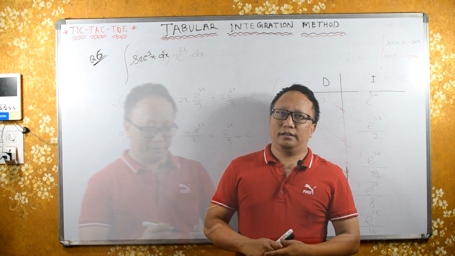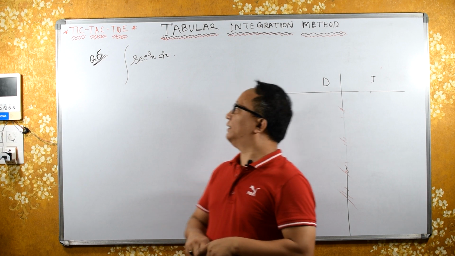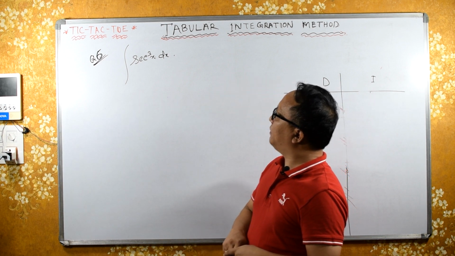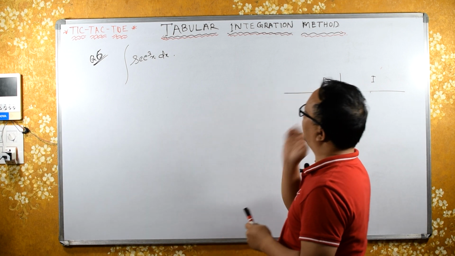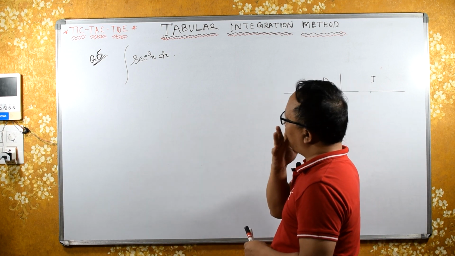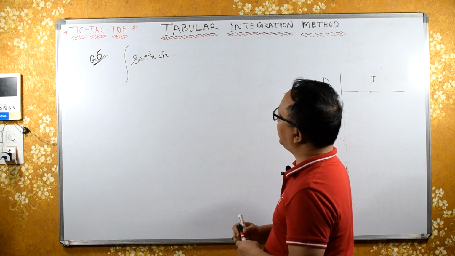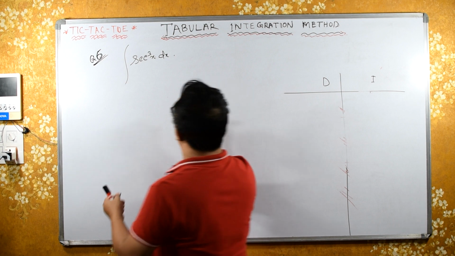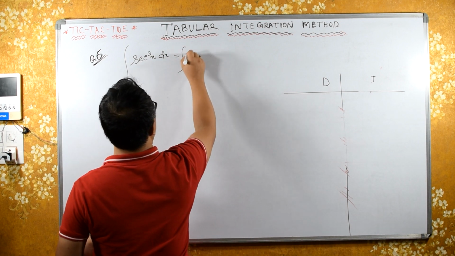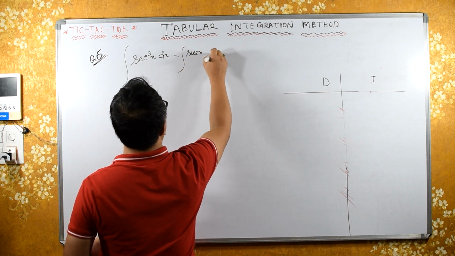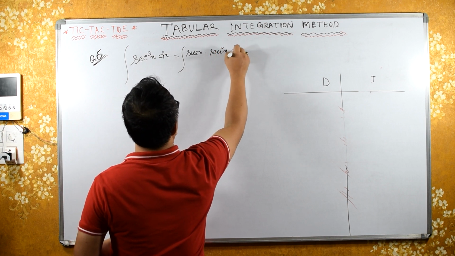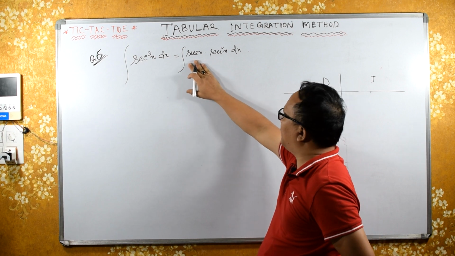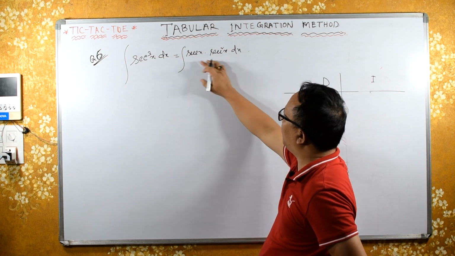Now the integral of sec cube x. We have to solve this with the help of tabular integration. Look here: sec cube x, if I separate it, can be written as sec x into sec square x. Now if I use integration by parts over here, these are all trigonometric functions. Which one do we have to choose?